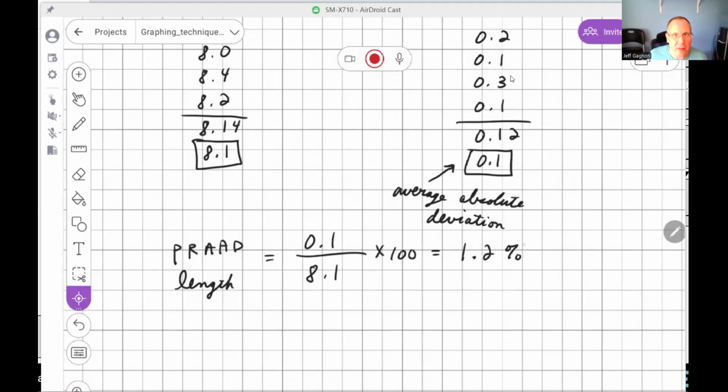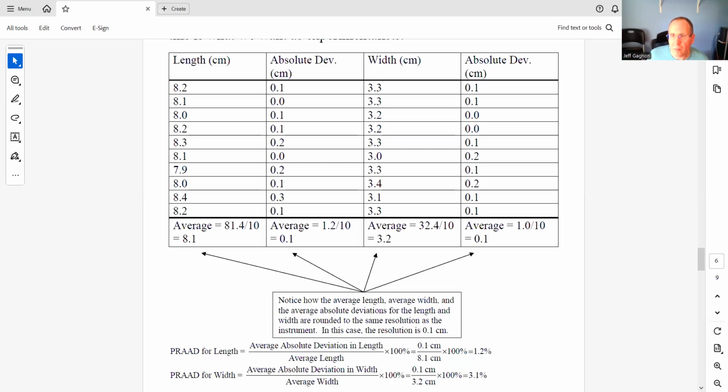Okay, let me go back to the handout. Now notice we could do the same thing for width, right? I have my 10 measurements of the width. I could average them, round to one decimal place, the resolution of the instrument, and I would get 3.2. Find all of my absolute deviations, average them, round to one place. Again, I happen to get 0.1. And then if I take 0.1 divided by 3.2 times 100, that's going to give me 3.1%. That's my PRAAD for width. So 3.1%.